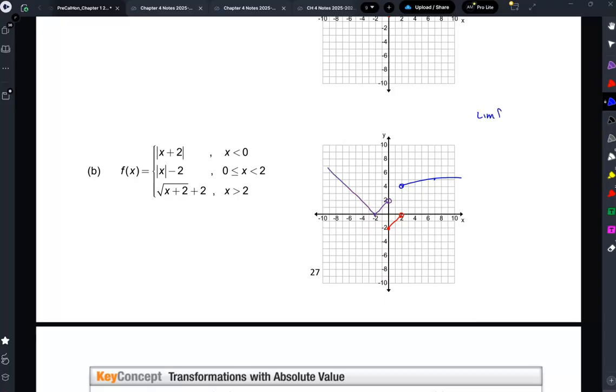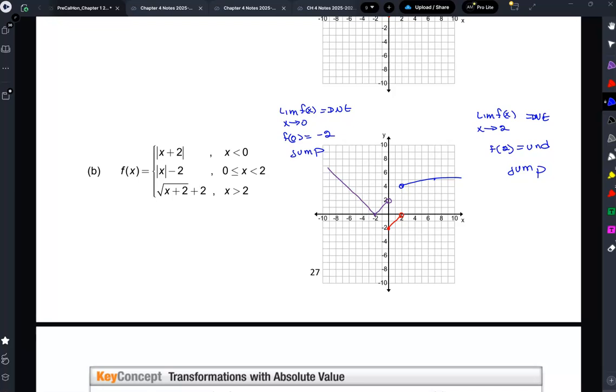So the limit of f of x as x approaches 2 is DNE. Okay. And then f of 2 is also undefined. But this is just a jump discontinuity. Okay? Hang on, let me do the 0. The limit of f of x as x approaches 0 is also DNE. f of 0 is negative 2. This is still a jump discontinuity. Okay.